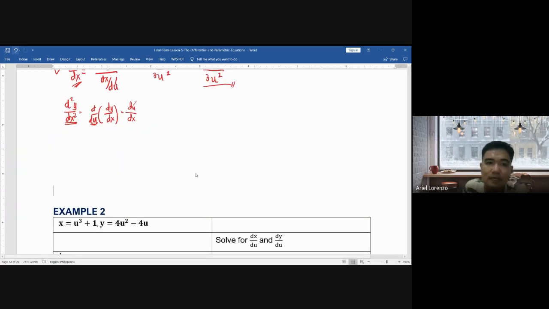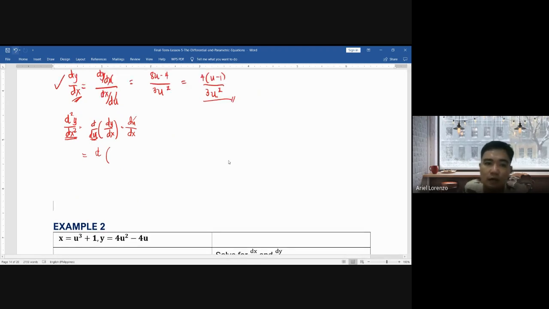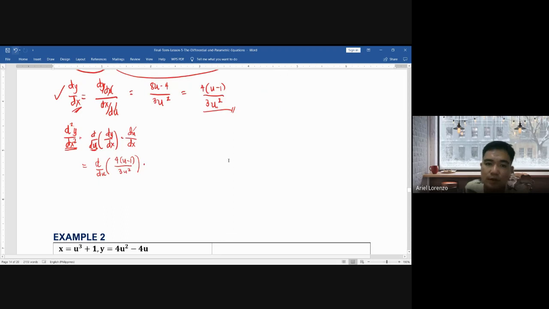So, magiging the derivative of your 4u minus 1 all over 3u squared with respect to u times, ano ang du all over dx natin kanina? That is 1 all over 3u squared. Okay? Ito multiplier lang to ha. Hindi to kasali sa derive. Baka mag-product rule kayo. Equals, quotient rule.